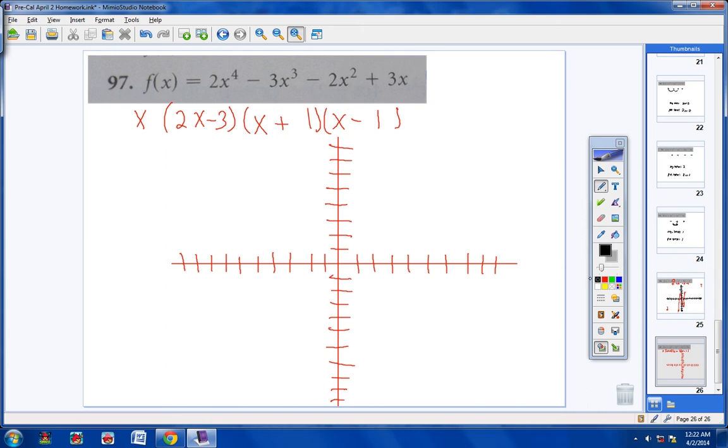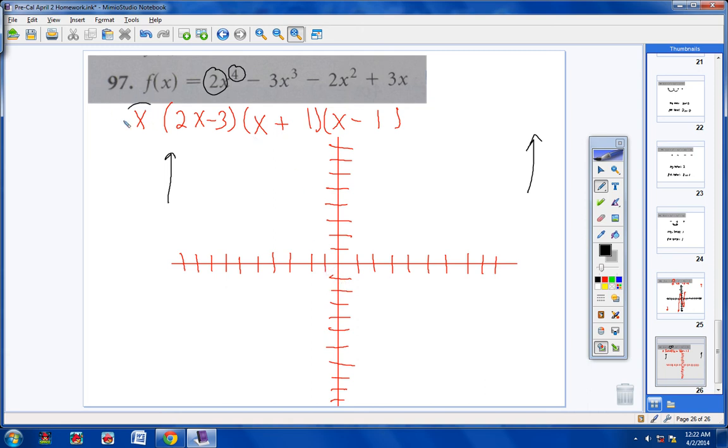Now, let's see. End behavior. Well, it's a 4th degree, and it's a positive coefficient. Positive lead coefficient, so I know the graph is going to go up to the left and also up to the right. Okay, next, let's plot all of our x-intercepts on the x-axis.